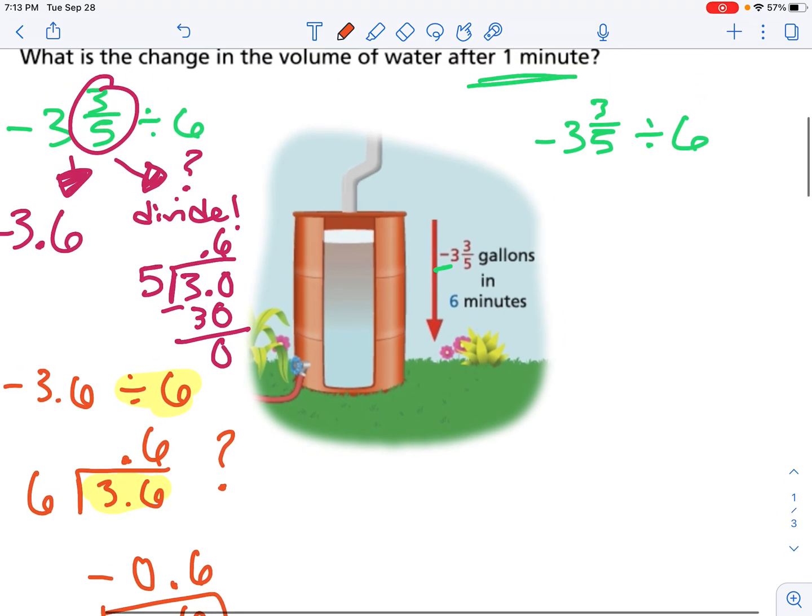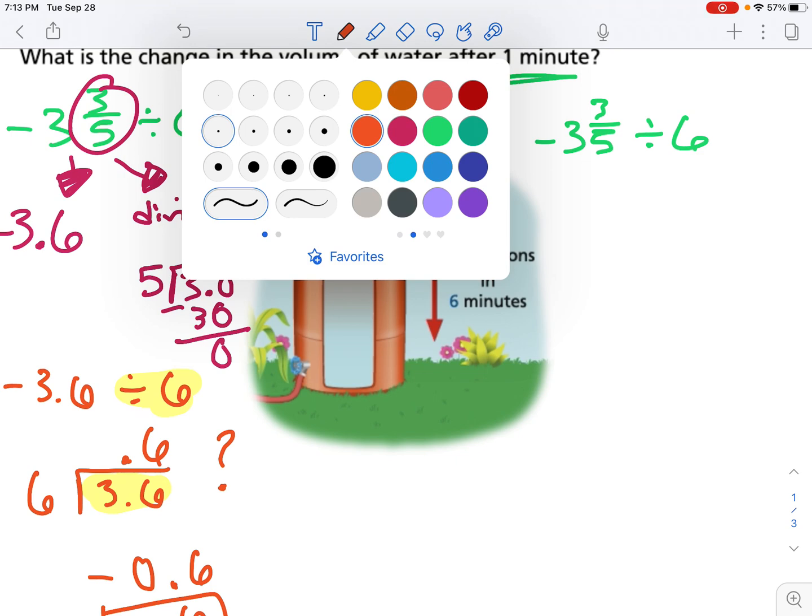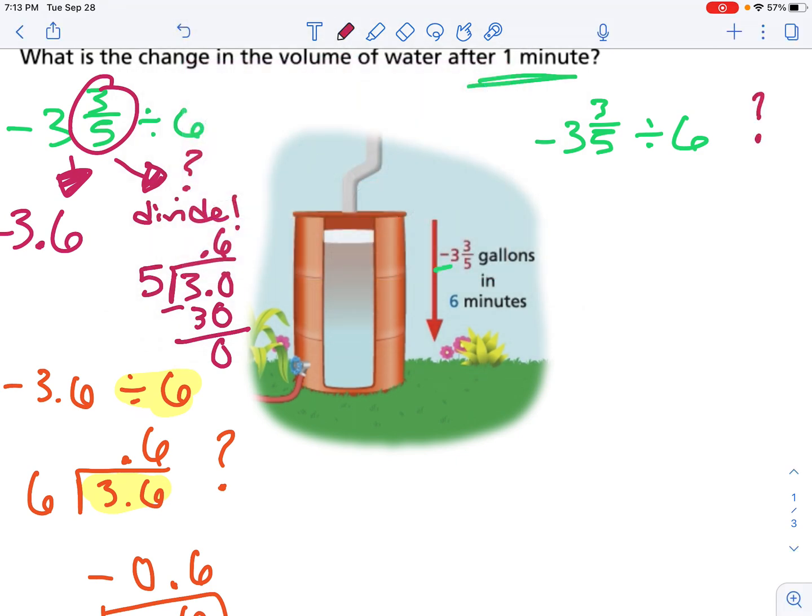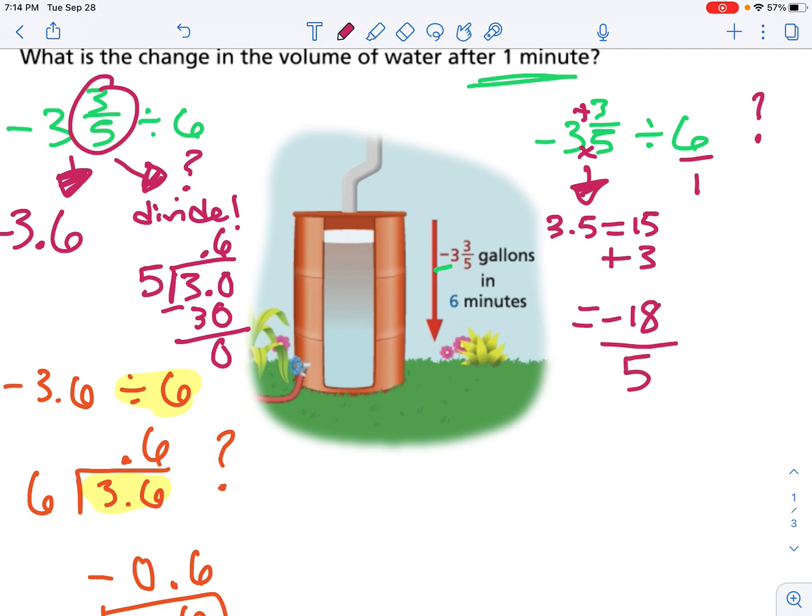The second way to solve this out would be to keep them as fractions. So what is 6 as a fraction? 6 as a fraction is 6/1 because any whole number as a fraction is over 1. I would then need to turn my mixed number into an improper fraction. To do that, I multiply my denominator by my whole number and add my numerator. So 3 times 5 is 15, plus my numerator, which is 3, which is 18. I want to make sure I keep that negative sign. And your denominator always stays the same, which is 5.